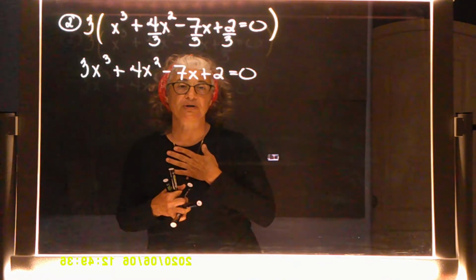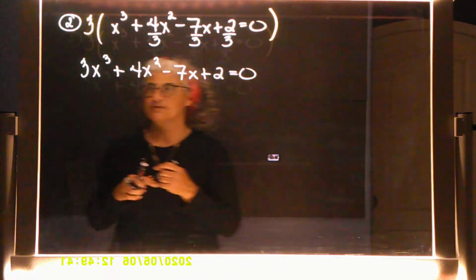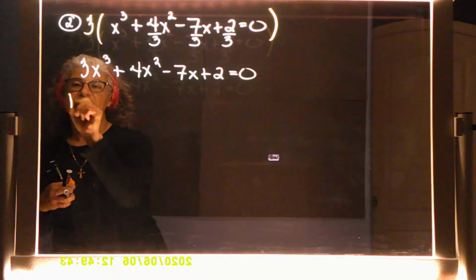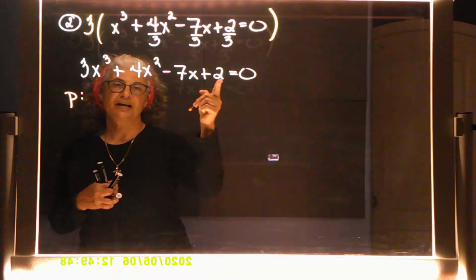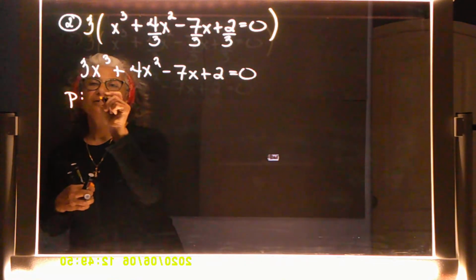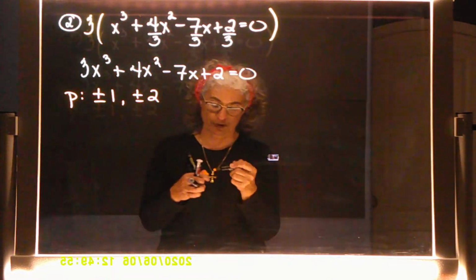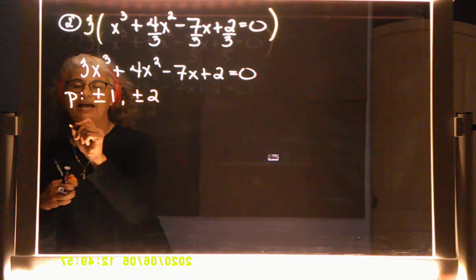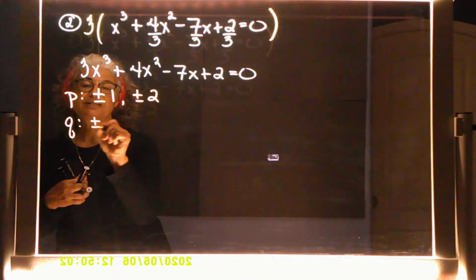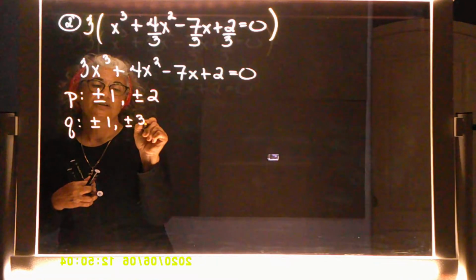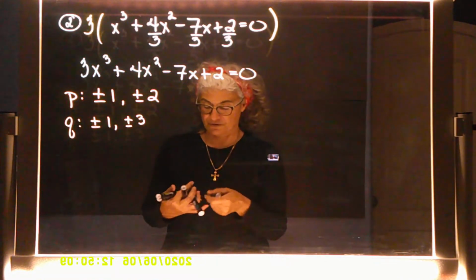Okay. So again, they didn't give me a starting point. I need to come up with one, which means we need to find, excellent, our P over Q's, or P's and Q's, shall I say. So let's deal with the P first. What do I look at? Good. I look at the 2, the constant, which means the only factors of 2 are 1 and 2, both positive and negative. And for Q, yeah, that's the lead coefficient, which in this case is 3. And again, I only got 2 numbers. There it is.